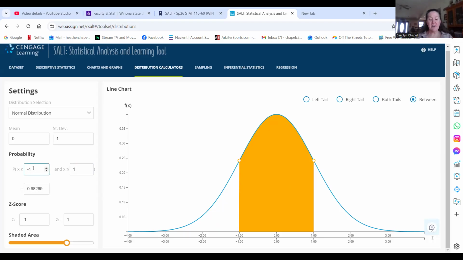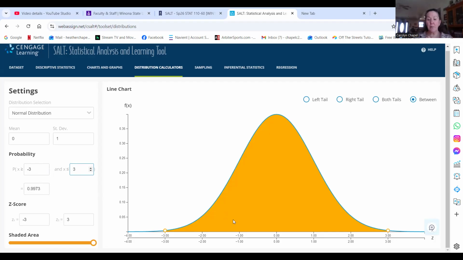I can quickly change here to go from -2 to 2, and I should get something that is close to 95. So there's my 0.9545. Again, it would round to 95%. If I go -3 to 3, I should see 99.7. There's my 99.73. The values that are shown on SALT are more accurate than the empirical rule, as the empirical rule does state roughly.